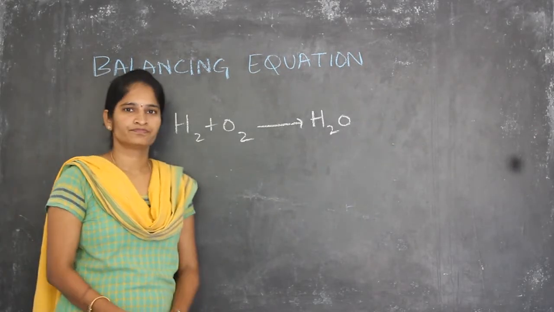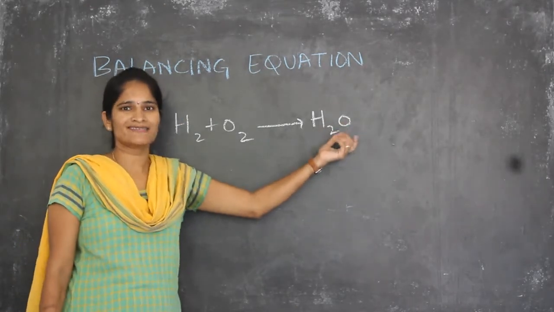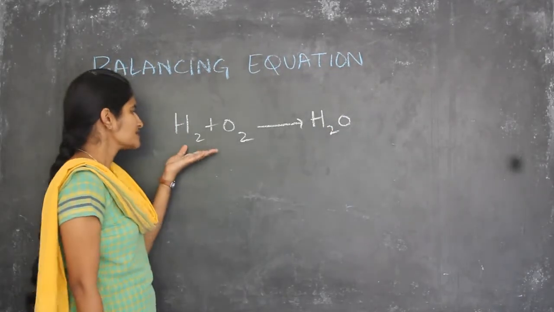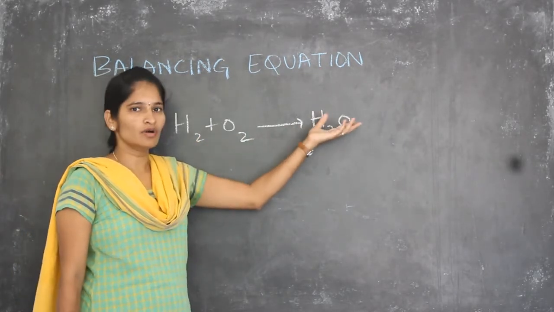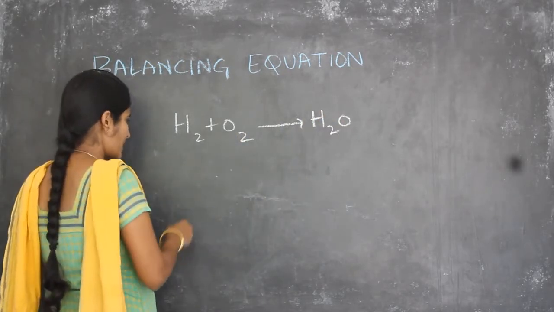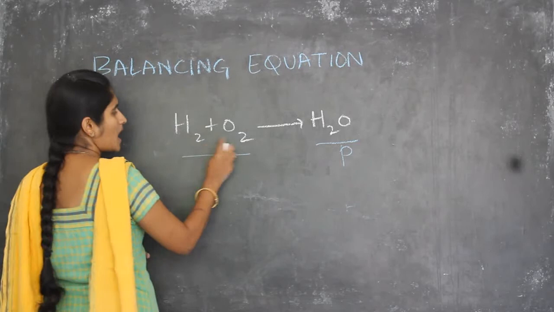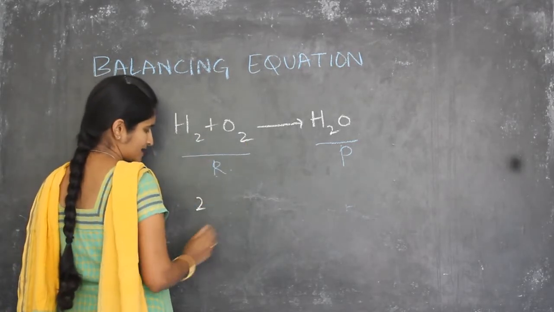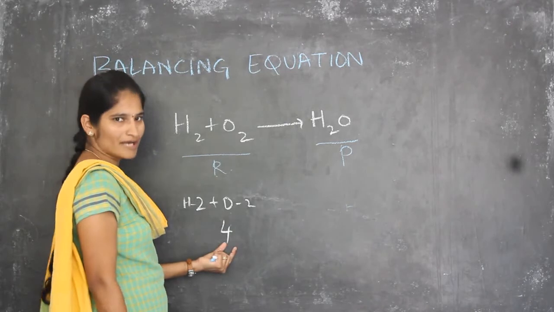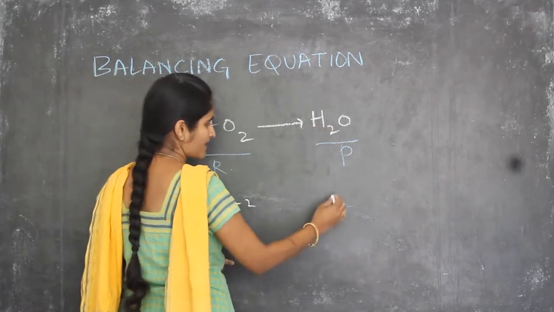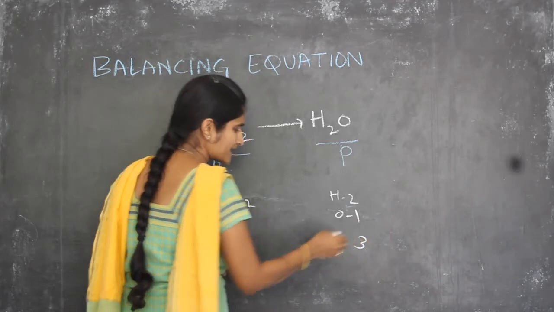Now we will take an example for better understanding. Water contains hydrogen and oxygen atoms. This is the chemical equation written for water: H2 plus O2 gives H2O. These two are called reactants and this is called the product. Now see how many hydrogen atoms are there? 2 hydrogen atoms and 2 oxygen atoms. So in total, 4 atoms are there. On this side you have hydrogen atoms as 2 and oxygen atom as 1. So in total, 3 atoms.